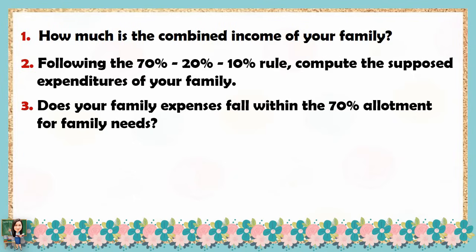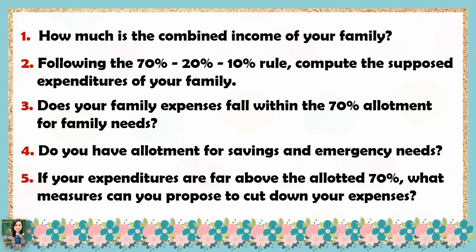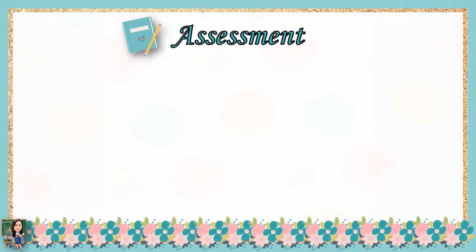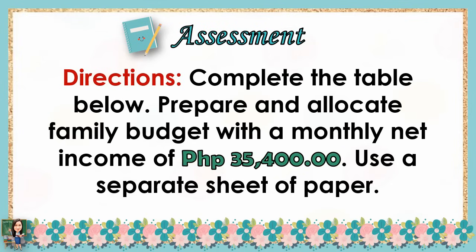Number 3. Do your family expenses fall within the 70% allotment for family needs? Number 4. Do you have allotment for savings and emergency needs? And number 5. If your expenditures are far above the allotted 70%, what measures can you propose to cut down your expenses? And for the assessment, complete the table below. Prepare and allocate a family budget with a monthly net income of 35,400 pesos. Use a separate sheet of paper.